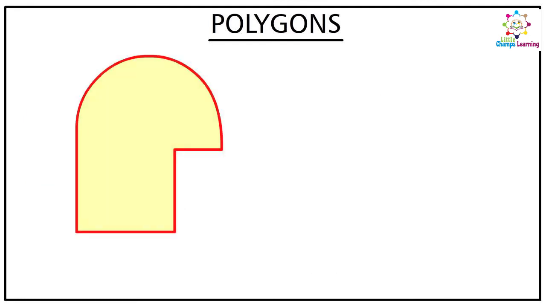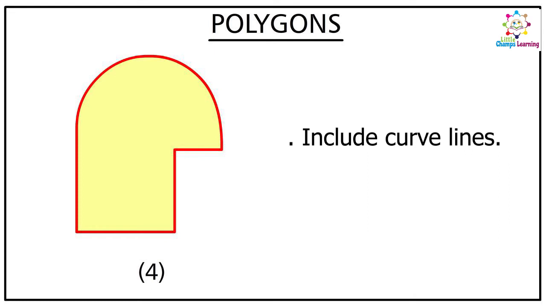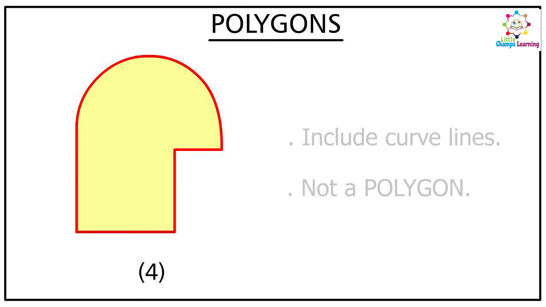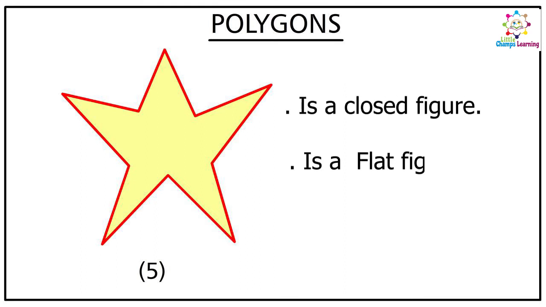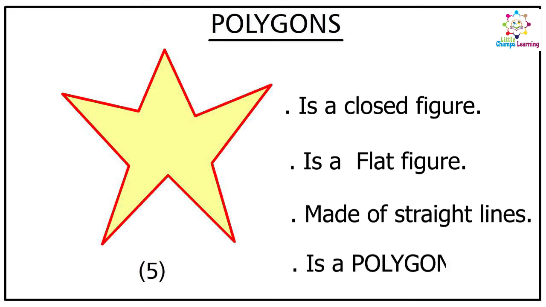This figure is a combination of straight and curved lines. I don't know exactly what to call this, but this can't be a polygon as it has curved lines. The next is a simple star which has closed boundaries. It is a flat shape and it is made up of straight lines. So this is a polygon.